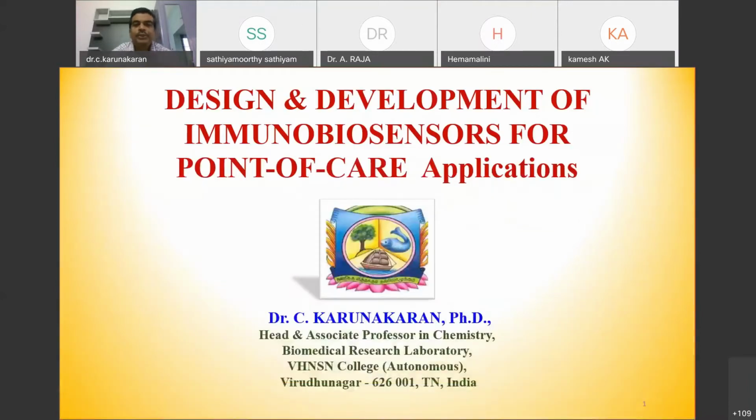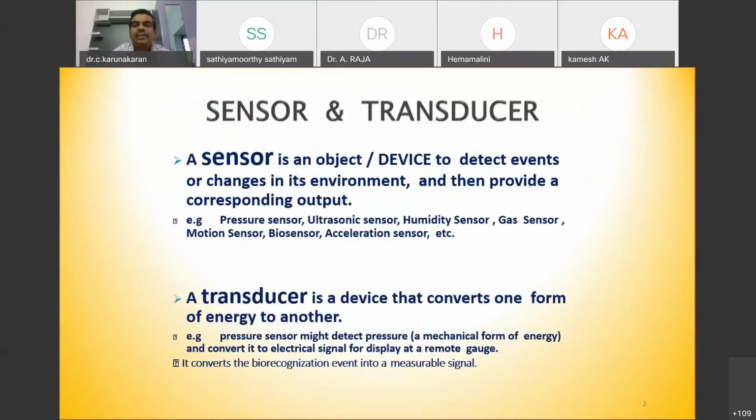Very good afternoon, all the participants and all of you. At the end of this lecture, I hope you will be able to design your own biosensor or immunosensor in your lab. We'll know a few terms: what are called sensors, what are called transducers, so that you'll be familiar with this topic. A sensor is nothing but an object or device to detect changes in environment, changes in analyte, or changes in chemical concentrations that provide an output. For example, change in pressure, change in humidity, change in concentration of analyte, change in protein, etc.